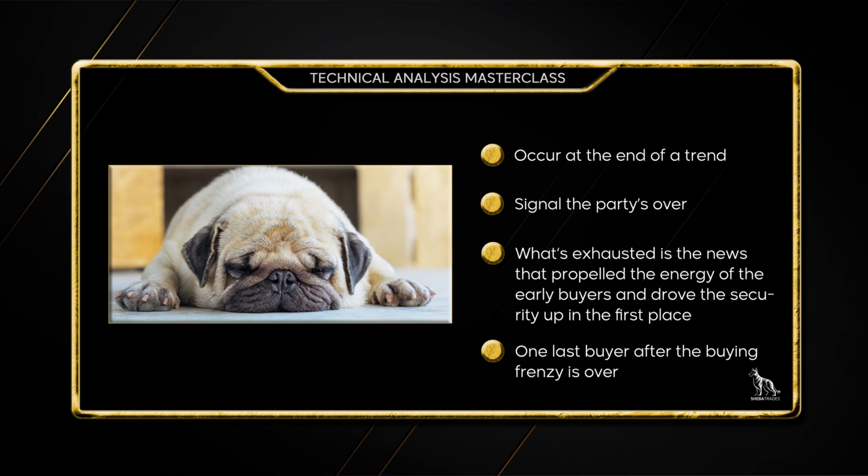So what is an exhaustion gap? Well, it's all part of these uncommon gaps that we've been talking about, but the exhaustion gap specifically occurs at the end of a trend. And really what they're signaling is things are going to start changing, or that party is over, basically. It's starting to end and we're getting exhausted. And what's being exhausted is the news or whatever happened to propel the energy of the early buyers that drove that security up in the first place.